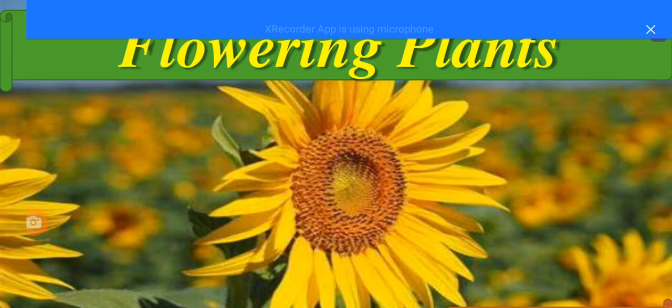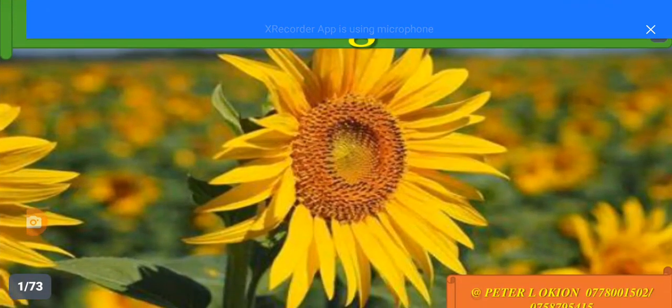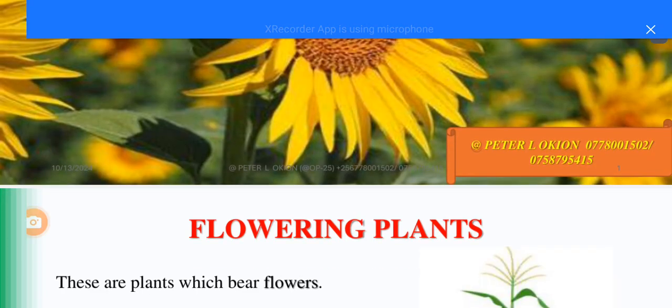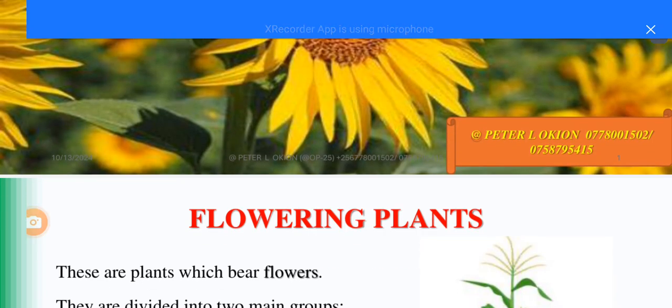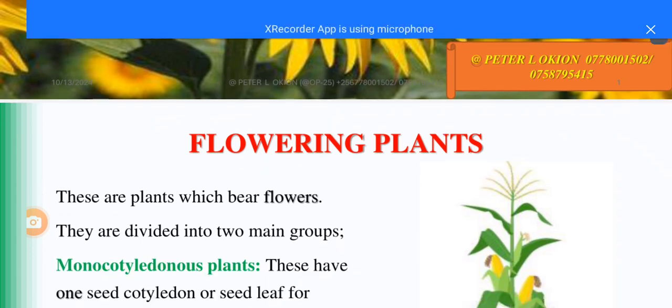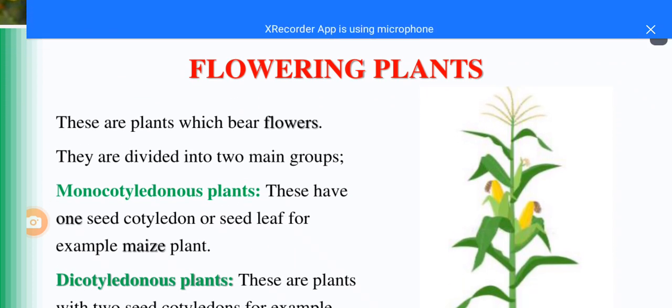Now today we are going to look at flowering plants. When we talk about flowering plants, these are plants which bear flowers. We say that flowering plants are those plants which bear flowers. Now these plants have two types of systems. The first system is called the root system, and the second one is called the shoot system.